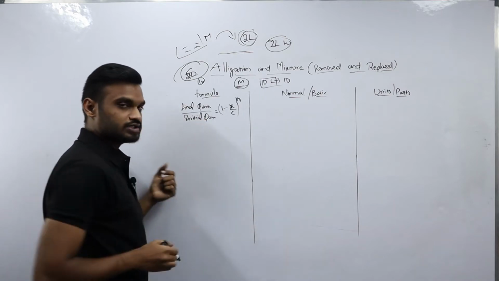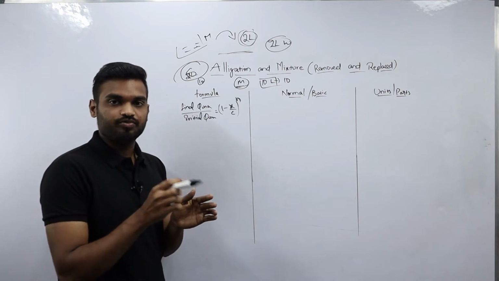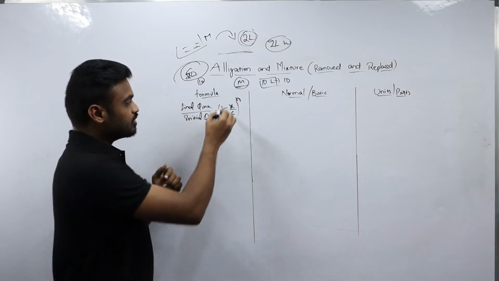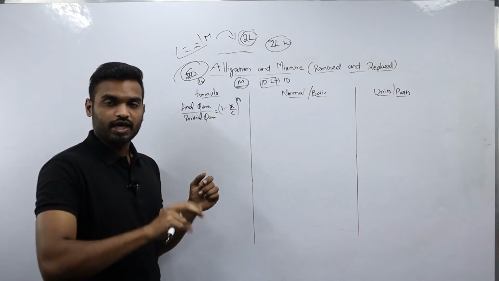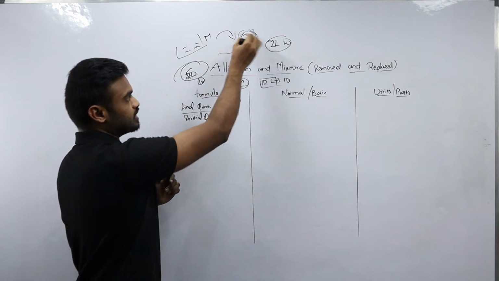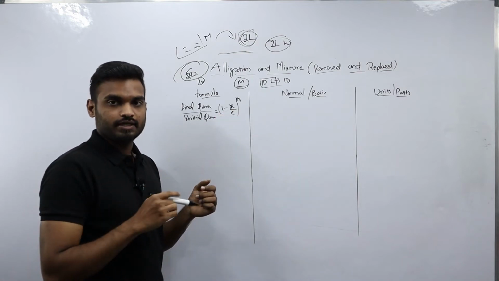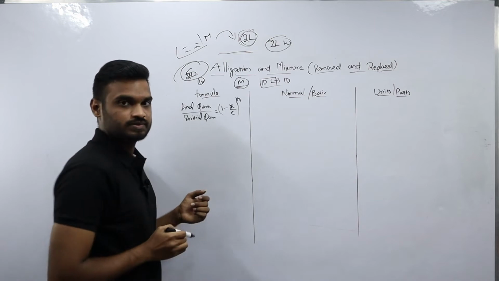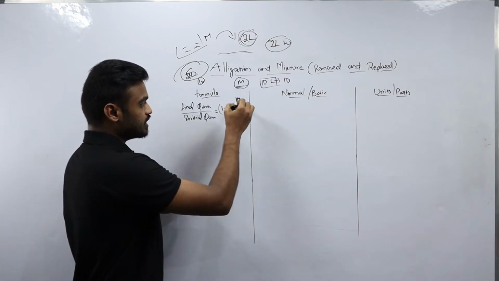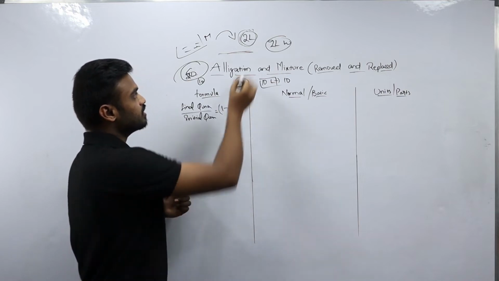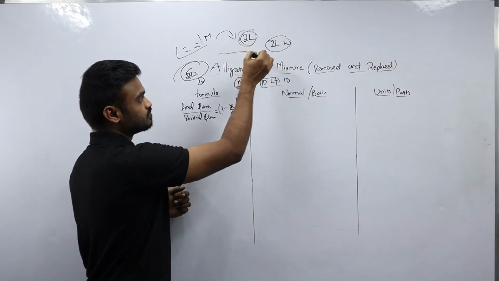Initial quantity is the quantity of milk before doing all the operations. X is the quantity that we are taking out, that is 2 liters. C is the total quantity, that is 10 liters. N is how many times we are doing this operation. Here we are doing it 2 times.